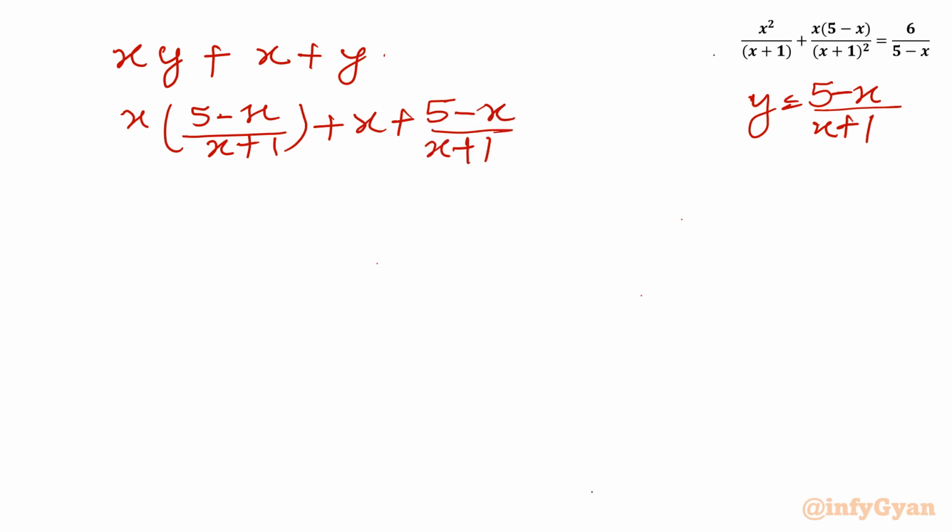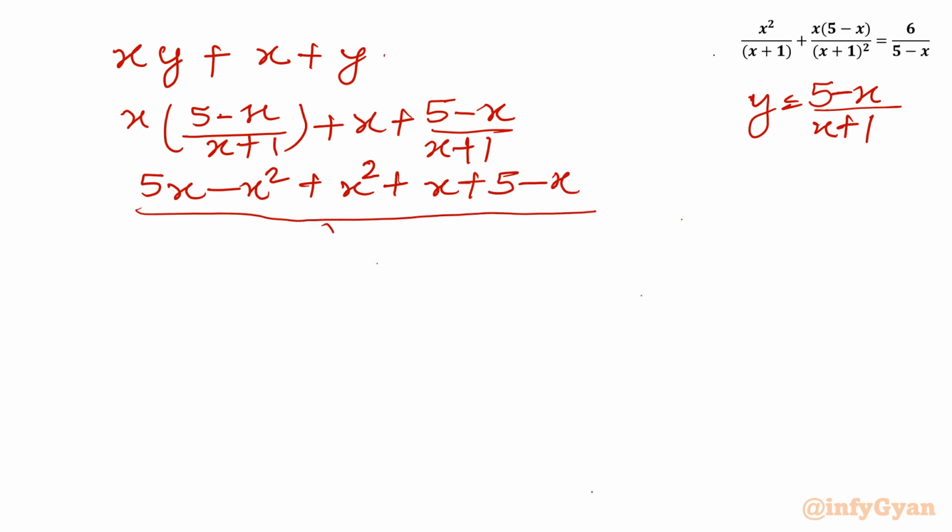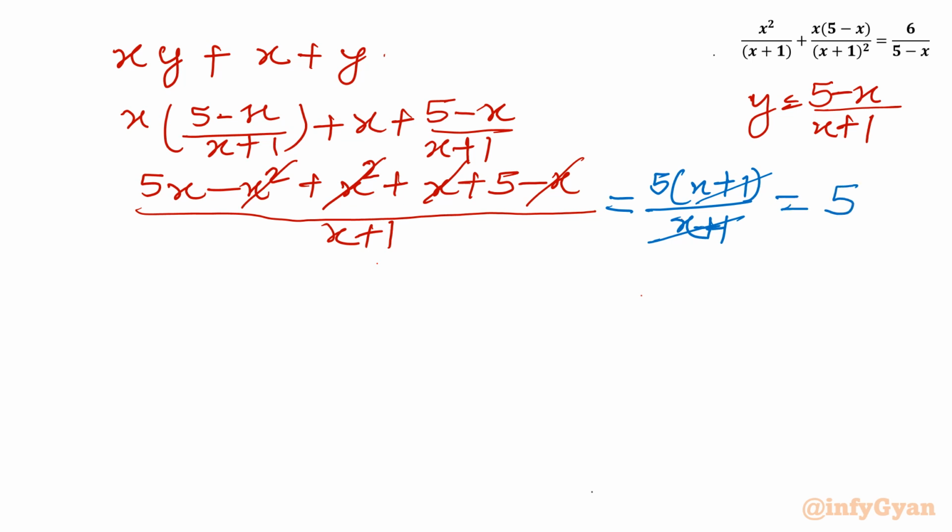Take LCM. So this will become 5x minus x square plus x square plus x plus 5 minus x divided by x plus 1. Now I will cancel plus and minus x square, plus and minus x. So what is left? It would be in the numerator 5x plus 5. Now I will take 5 common. So in bracket I can write x plus 1. Denominator is also x plus 1, so I can cancel these two terms. It will give us 5.